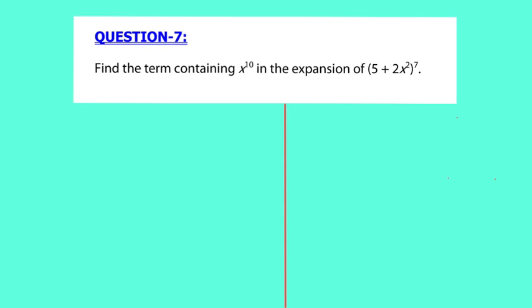Question 7. Find the term containing x to the power of 10 in the expansion of (5 + 2x²) raised to the power of 7. In this question, n is equal to 7. So we can write 7 choose r, 5 to the power of 7 minus r, (2x²) to the power of r. That is equal to x to the power of 10.